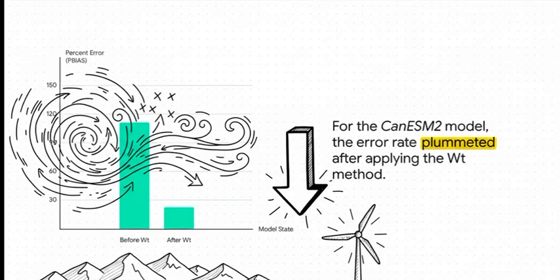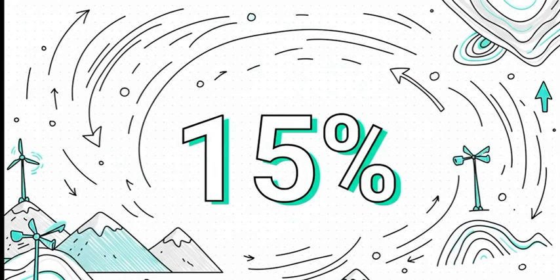And just to put a number on it, check this out. For one of the models, the error was a mind-boggling 111%. I mean, it was more wrong than it was right. But after they applied the WT method, that error dropped all the way down to just 22%. That is a gigantic improvement. And this wasn't just a one-off fluke. Across the board, they found that this method added about 15% more accuracy, or added value, to the best models out there. So basically, it took the already good models and made them significantly better.